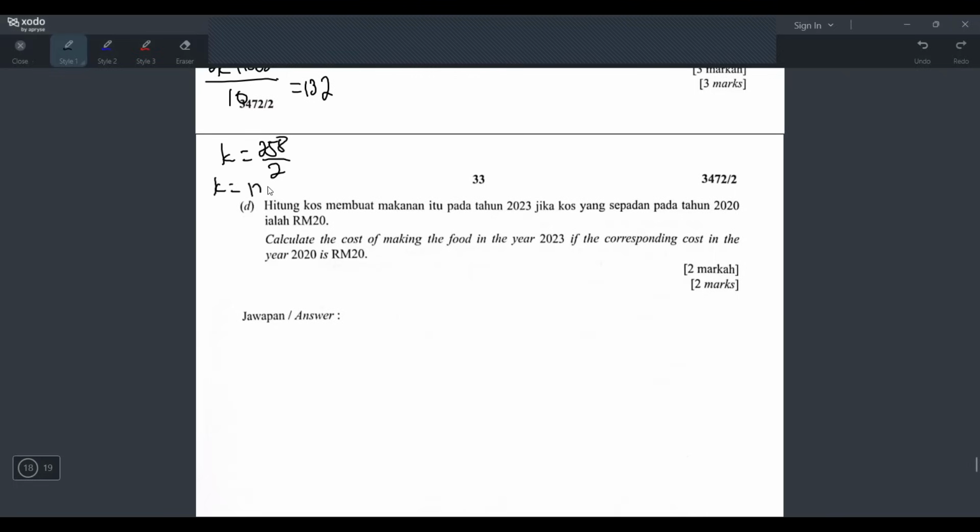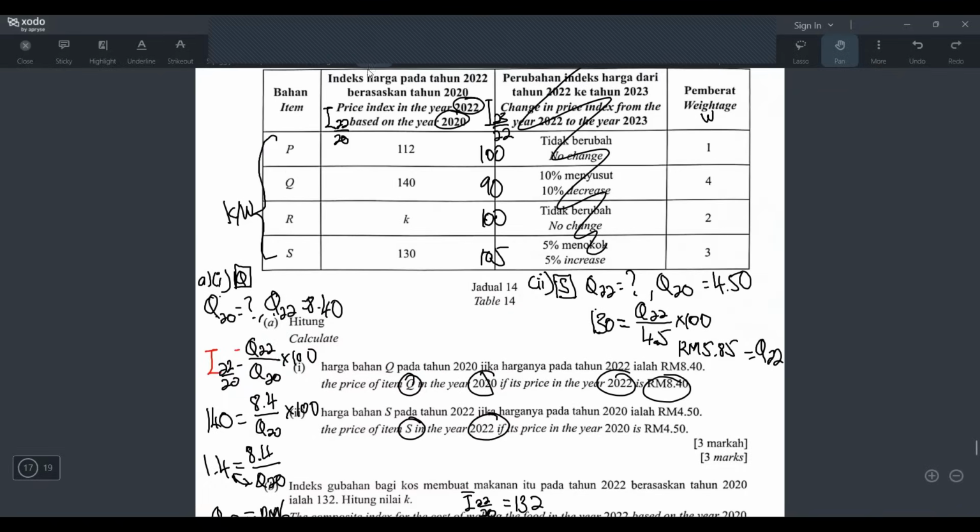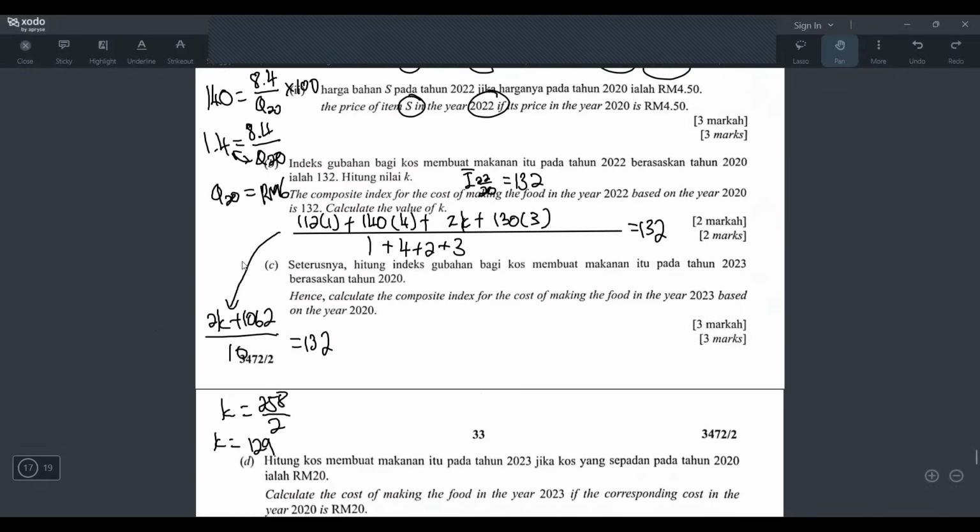129. Okay. So the answer for K is 129. Okay, let's continue with the next question. So now we can do soalan C. Okay, let's label in my diagram, in my table. So this one is 129. Okay, so let's do C now.